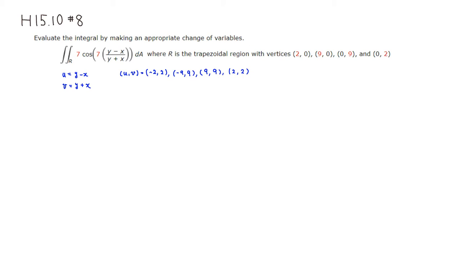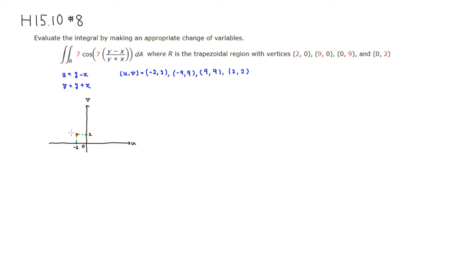All right, so I'm going to just draw the region here. This is going to be our u-axis, and this is going to be our v-axis. First point is negative 2 comma 2. So let's put the negative 2 here and the positive 2 right there. So we know that the point is going to be right here, at negative 2 comma 2.